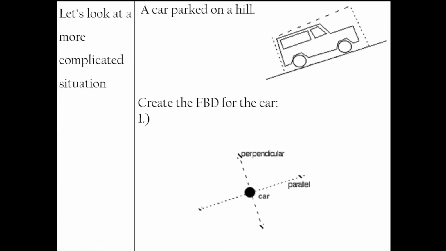Now that we know what a free body diagram is, we're going to take a look at free body diagrams that deal with angled forces. So if we take a look at our example, we can see that we have a car that is parked on a hill. We can also notice that this hill is on an angle.